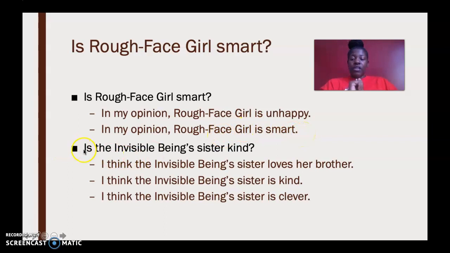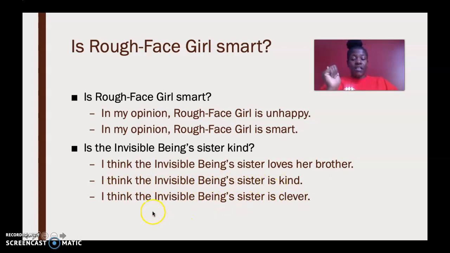Let's look at the second question. Is the invisible being's sister kind? So now you want to make sure that it's starting with the correct sentence frame and that it is answering the correct question. So thumbs up or down. I think the invisible being's sister loves her brother. Right. Thumbs down, because the question did not ask if she loves her brother. I think the invisible being's sister is kind.